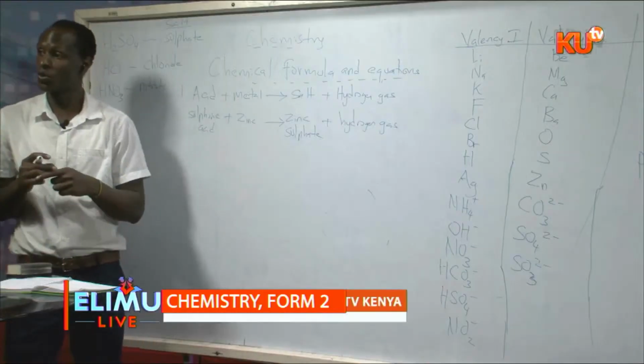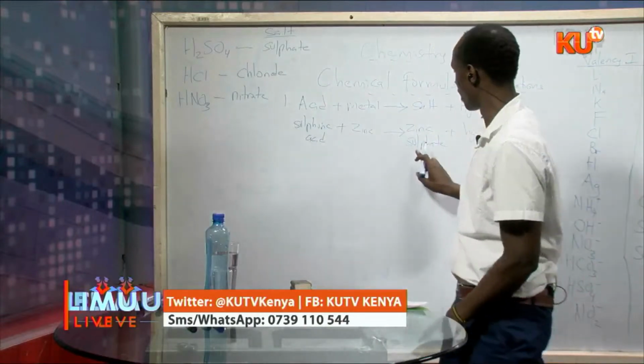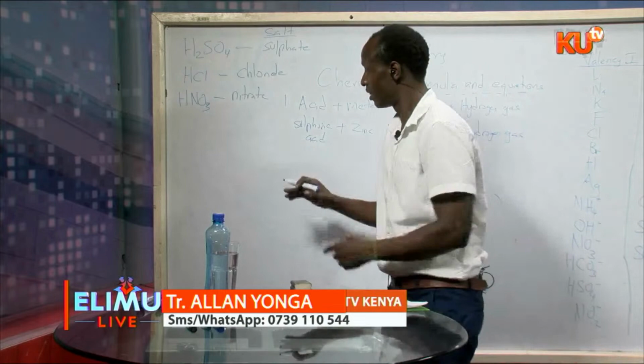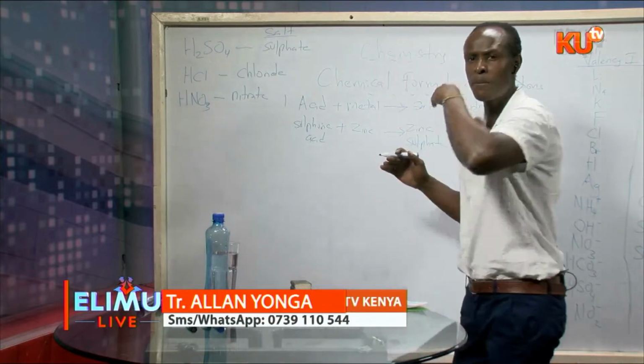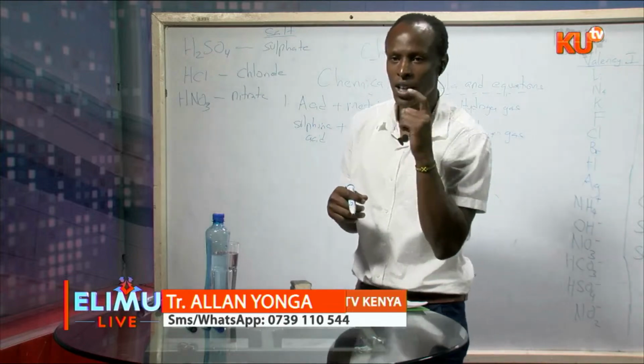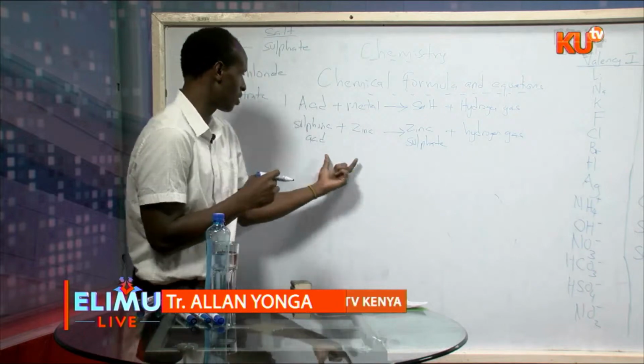So that's how the reaction works. If you have zinc and you react it with sulfuric acid, you get the salt, zinc sulfate, and you get the gas, which is hydrogen gas. This is for Form 1. From Form 2 onwards, you're not supposed to write a word equation. You're supposed to write a chemical equation, and that's where we are heading. So let's write the chemical equation for this reaction.